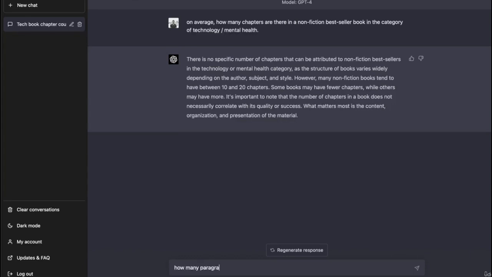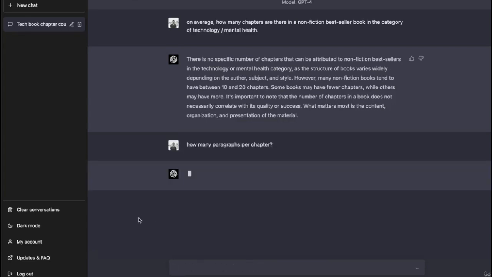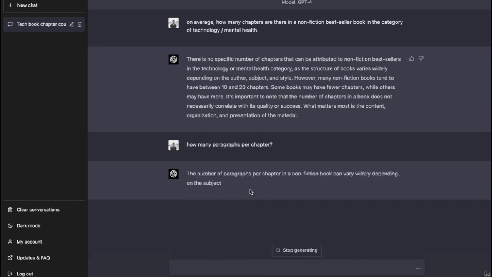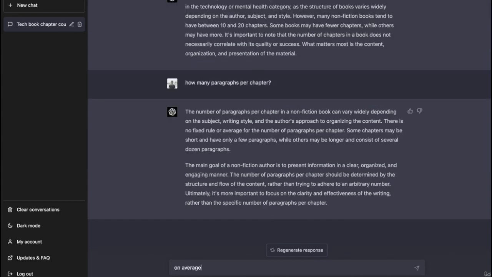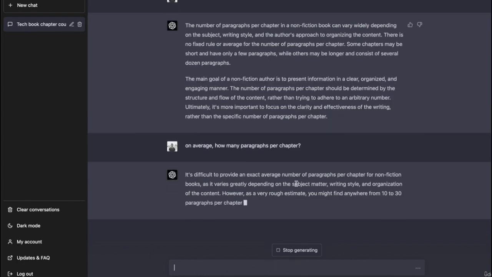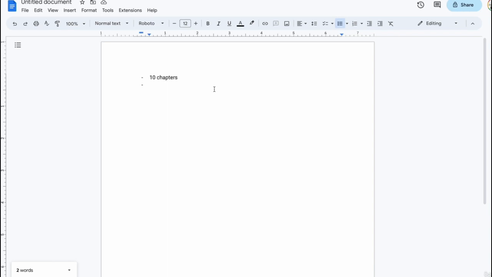How many paragraphs per chapter? And so I'll say probably there's no specific number, blah, blah, blah, but hopefully it'll give me a range. That's what we're trying to get to over here. So the average number of paragraphs, blah, blah. On average, how many paragraphs per chapter? Okay, give me a rough estimate. 10 to 30 paragraphs, perfect. So again, keep it simple. 10 paragraphs, that's what we're aiming for.